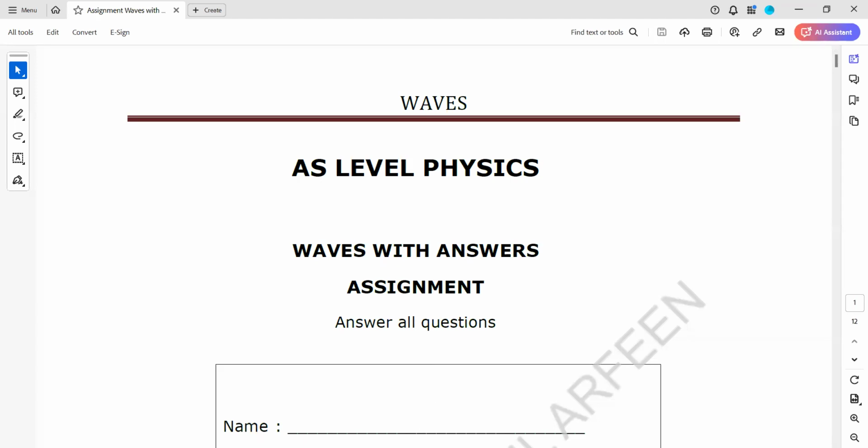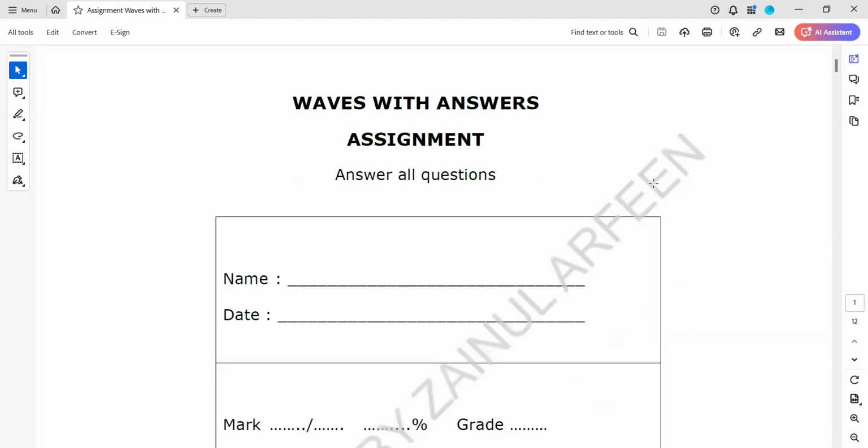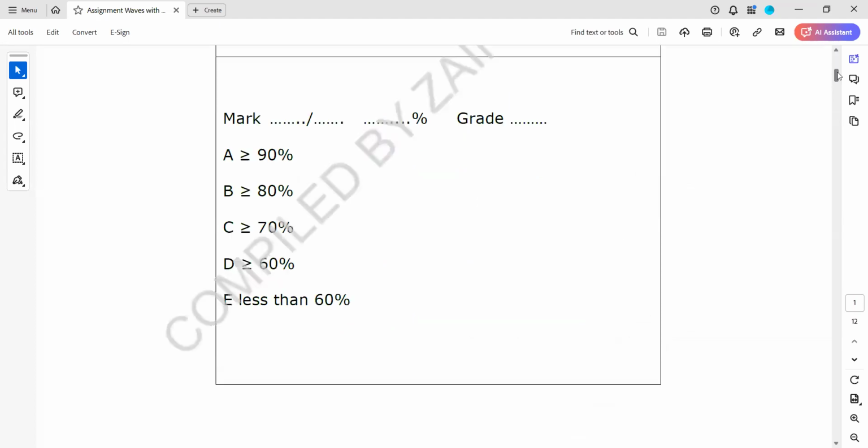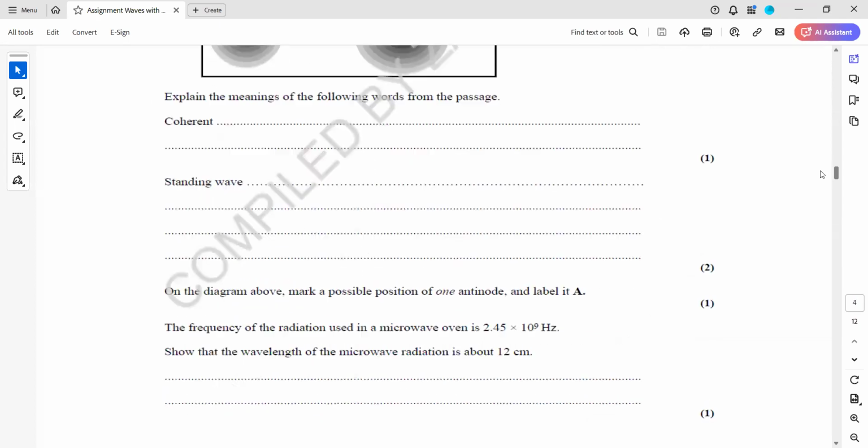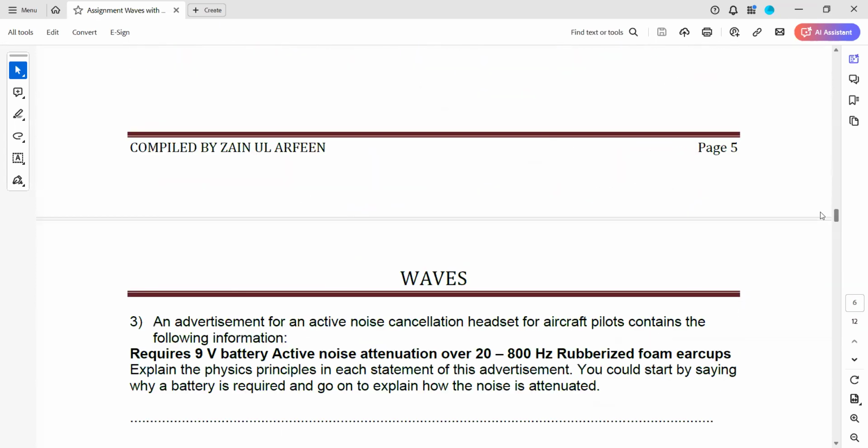So this one is an assignment which is related to waves, and it's with the answer key. After every question, you will find the answers. We have discussed the first two questions, so I will start with question 3.